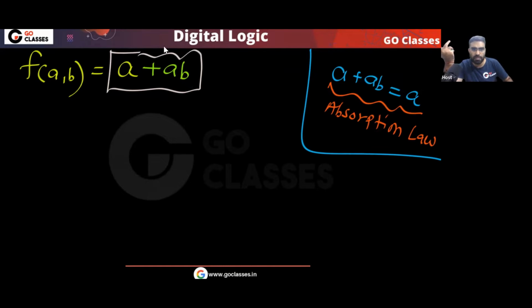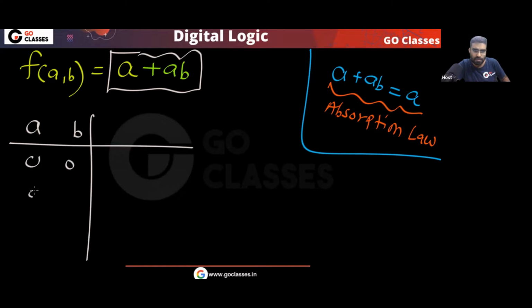But without minimizing, if you check, then what will happen? You did not minimize. Now you are checking. Now what will happen? This is the truth table. Now you tell me, whenever f is 1, how many ones are there in the input?